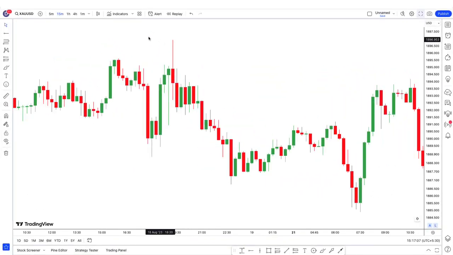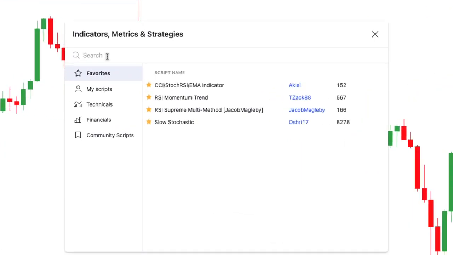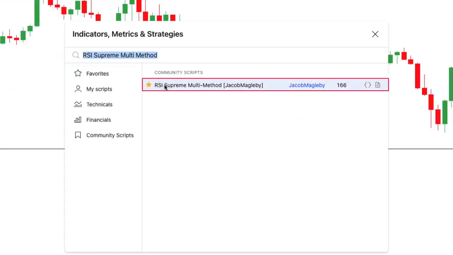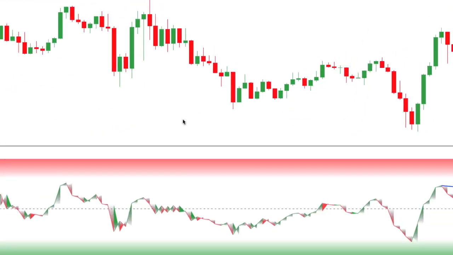First, open Gold Spot Chart on TradingView and click on Indicator tab. Search for RSI Supreme Multi-Method by Jacob Maglaby. Click on it to install it on the chart.